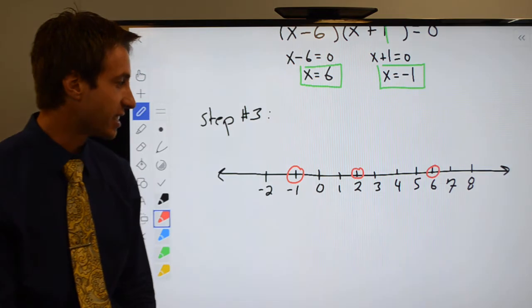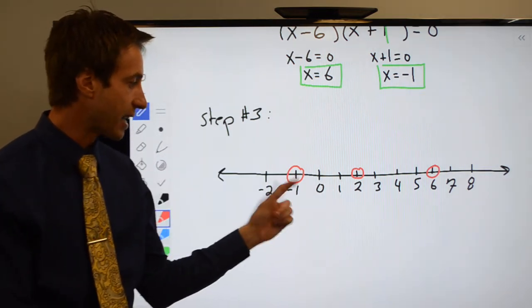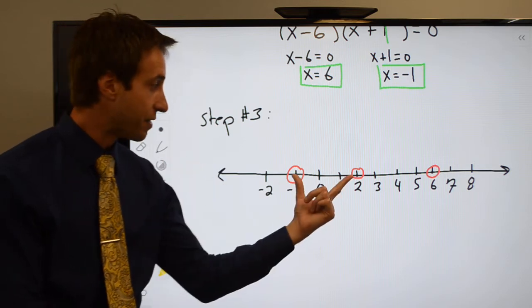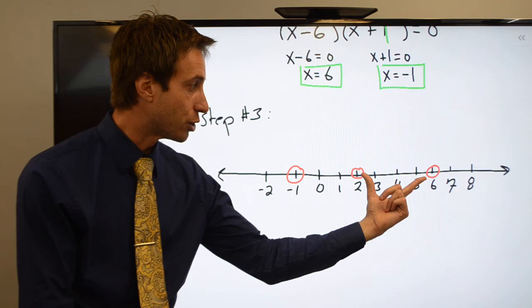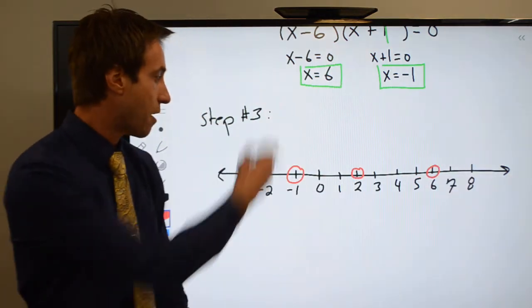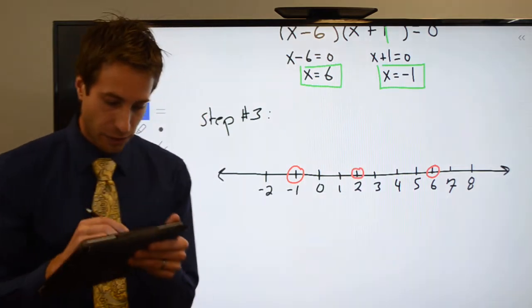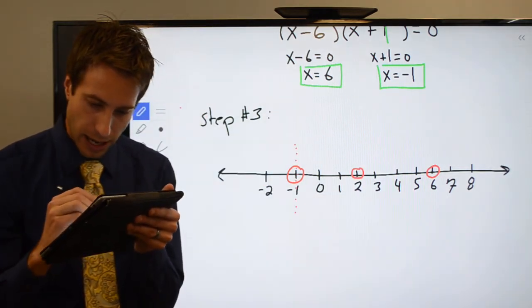So please notice what this has done. This has split my number line into intervals. I have the interval from negative infinity to negative 1. I have this interval right here from negative 1 to 2. I have this interval right here from 2 to 6. And I have this interval over here from 6 to positive infinity. I have 4 different intervals. In fact, if you want to, you could go ahead and just drop a dotted line down through there.